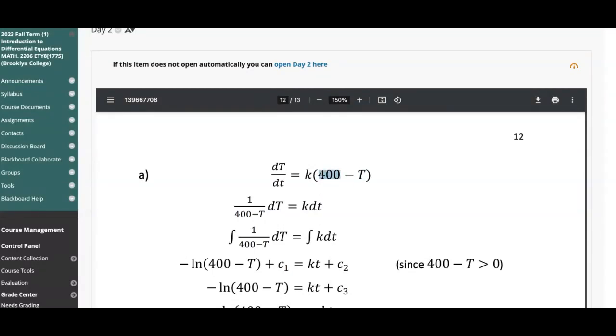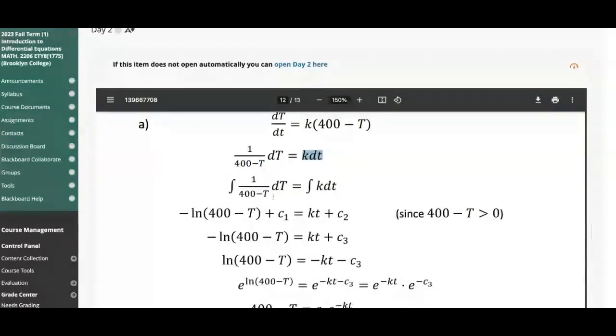Of course, we're going to separate variables. We divide by 400 minus T on both sides and multiply by dt on both sides. So we get 1 over 400 minus T dT equals k dt. Then we integrate both sides. Integrating this side, we get ln of 400 minus T, and this side we get kt plus a constant.